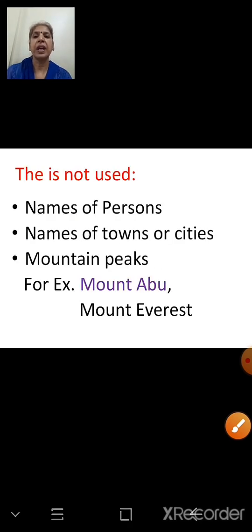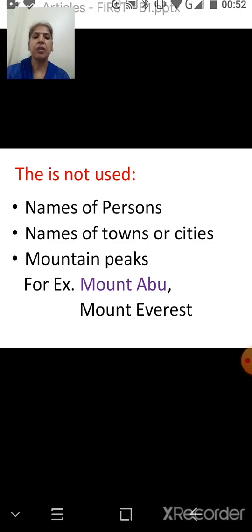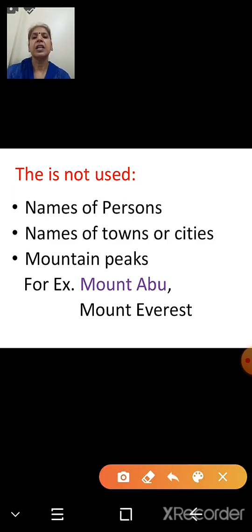Now we have to keep in mind where the is not used. The is not used in the names of persons. If you are referring to the names of persons, like Tina, we don't use the article the. We don't say the Tina, the Raj. We say Tina, Raj. So the is not used. The is not used with the names of towns or cities. Agra, Delhi, Lucknow. So the is not used.